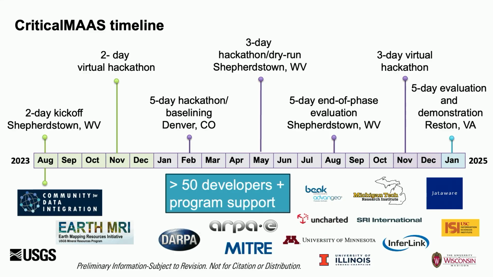18 months wasn't a whole lot of time. So the in-person interactions were invaluable to making a lot of progress very quickly. So every 3 months, performers would essentially sprint on a new challenge.